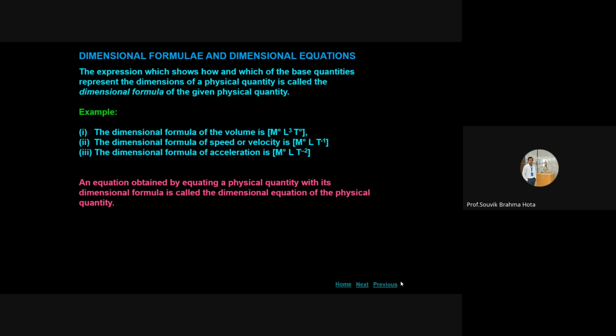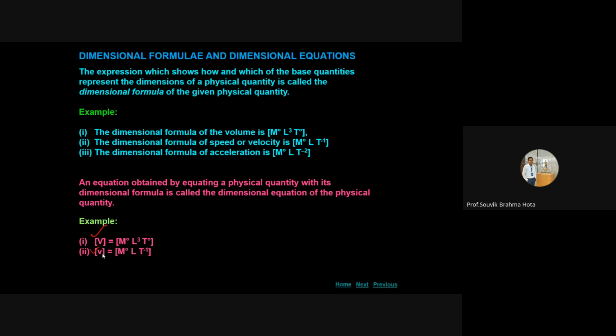An equation obtained by equating a physical quantity with its dimensional formula is known as the dimensional equation of the physical quantity. Example: suppose you have volume, that we have written like this. But you see V, both of them are different. This is volume, this is speed.